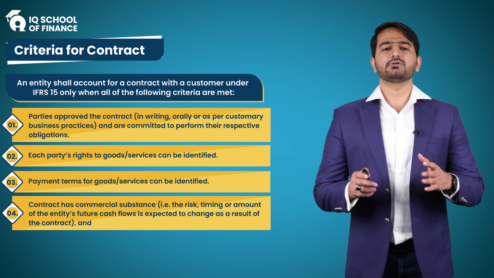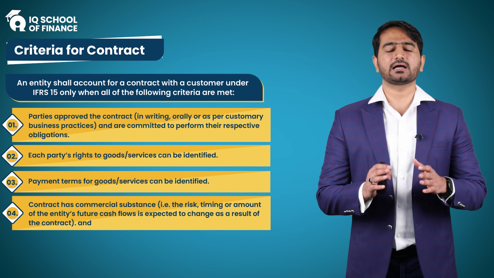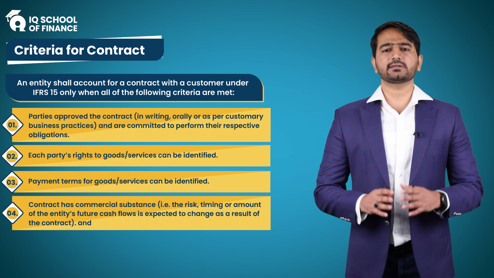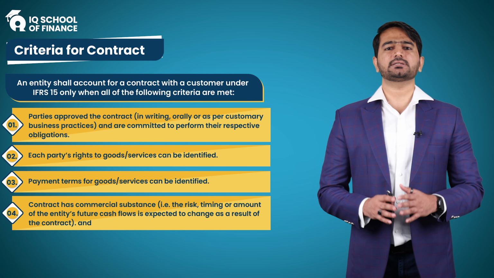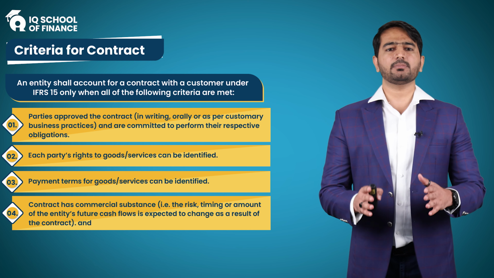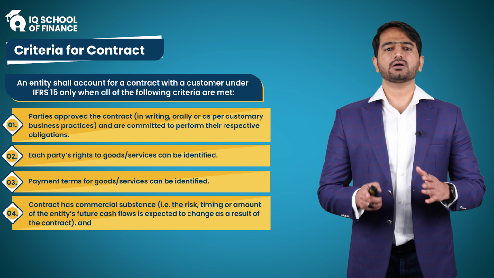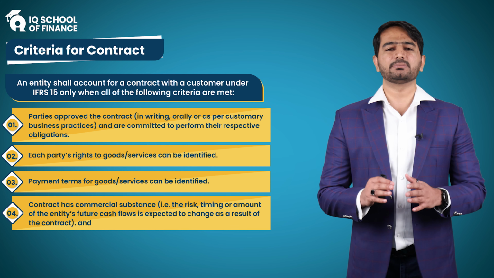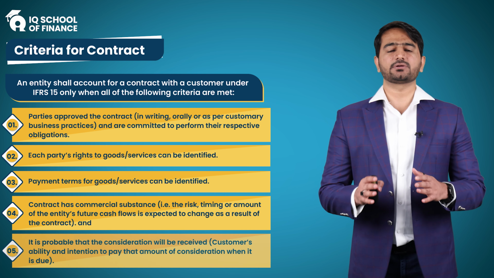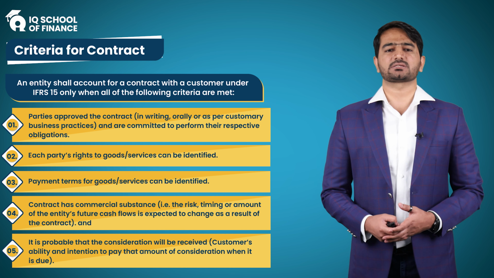In this case, we will be presenting and disclosing such a transaction, such a contract, according to the standard IAS 24, related party transactions. In order to have a contract under IFRS 15, it is important that the contract must have a commercial substance, meaning it is executed on an arm's length basis between independent market participants. And the last criterion is that it is probable that consideration will be recovered. It is probable that consideration will be received from the customer.